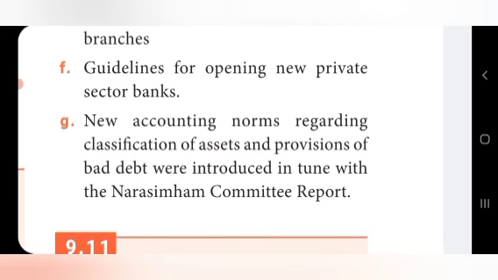New accounting norms regarding classification of assets and provisions of bad debt were introduced in tune with the Narasimha Committee report. The Narasimha Committee report also dealt with SLR and CRR, as we know, in 1991. So they gave one report for new accounting norms regarding classification of assets and provisions of bad debt, which were introduced in tune with the Narasimha Committee. So, advised by the Narasimha Committee, the new regulations were brought.